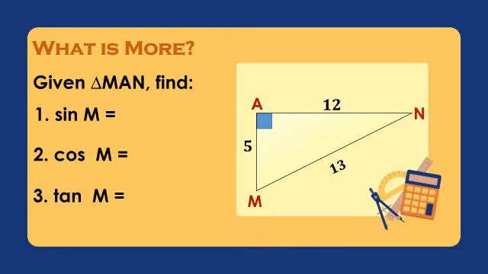Given triangle MAN, we need to find sine M, cosine M, and tangent M. Based on our given figure, side N is 5, side M is 12, and side A is 13. By using SOHCAHTOA, we can find what is sine M, cosine M, and tangent M.